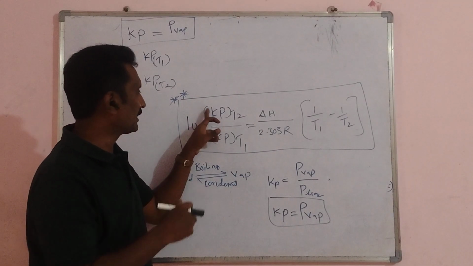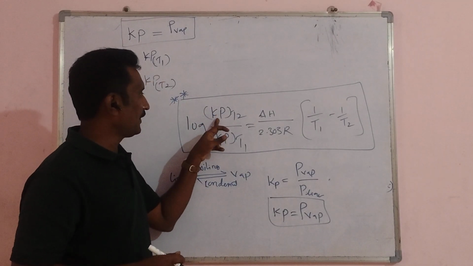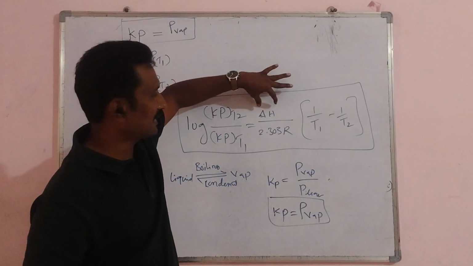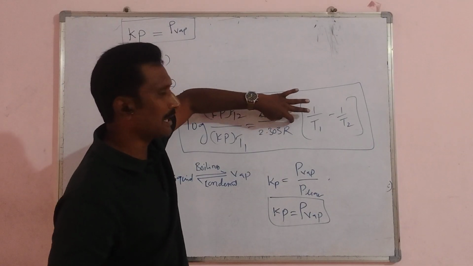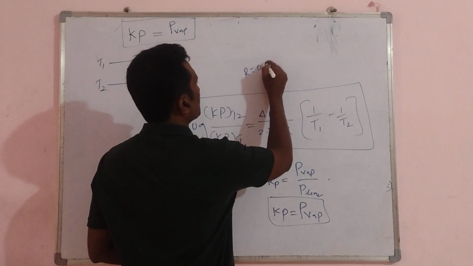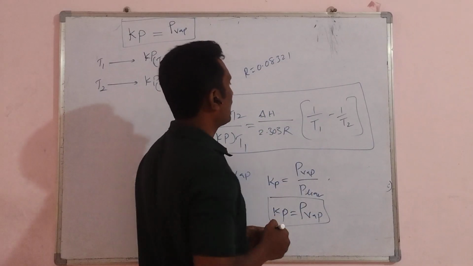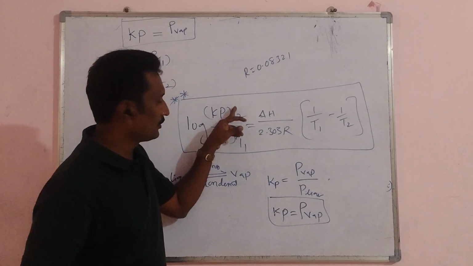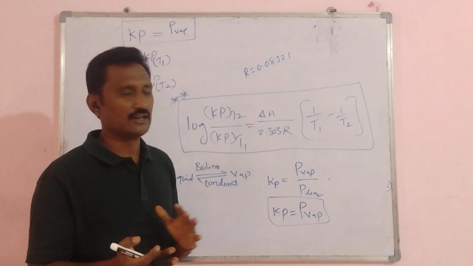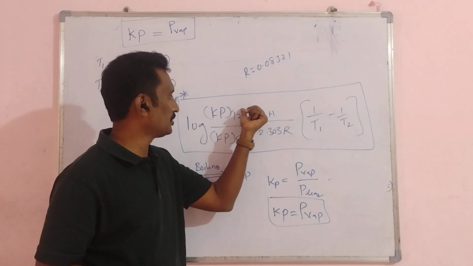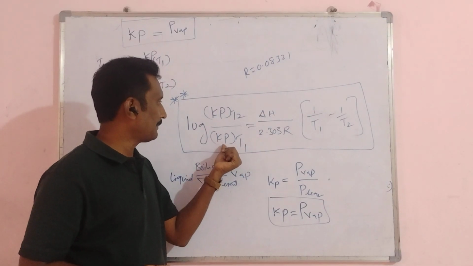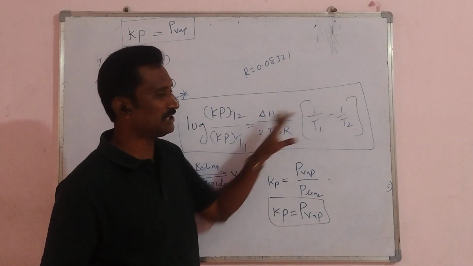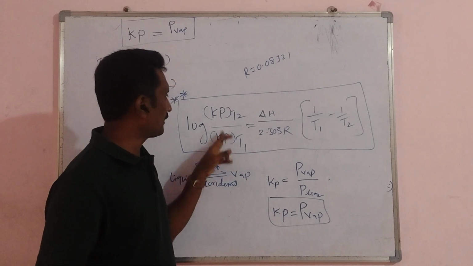log Kp at T2, meaning the Kp value at T2 temperature, divided by the Kp value at T1 temperature, is equal to change in enthalpy divided by 2.303 R. What value of R should we take? R is equal to 0.08321 bar atmosphere per mole per Kelvin, into (1 by T1 minus 1 by T2). Now see, what are T1 and T2? Two situations, initial and final. Initial temperature is T1, final temperature is T2. The initial pressure constant is Kp at T1, the final is Kp at T2. So by knowing these values, we can calculate anything, initial Kp or final Kp.